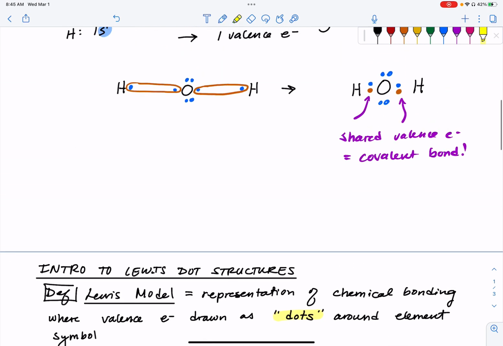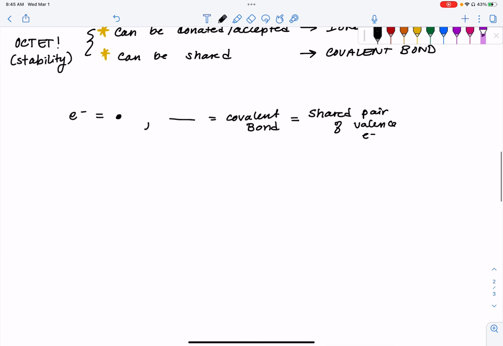So if we go back up here to our H2O example, if we were to use the Lewis model, these shared valence electrons here, instead of being drawn as dots, would then be drawn as a line, where the line is the covalent bond. You will also hear me refer to this as a bonding pair.